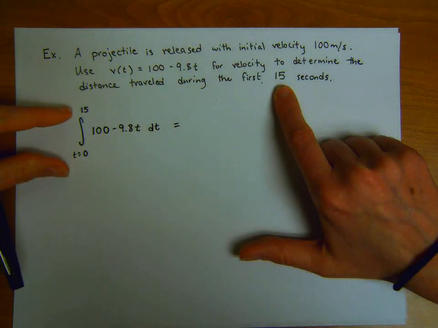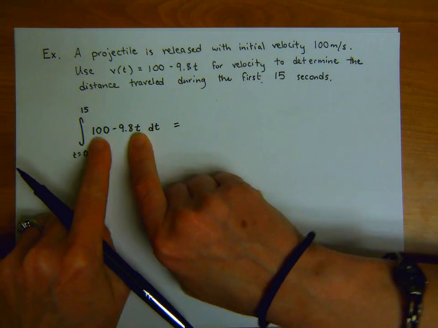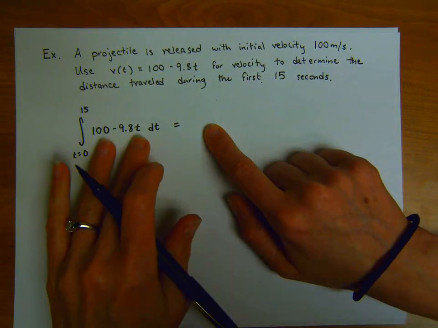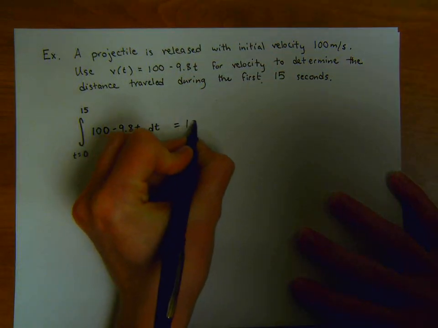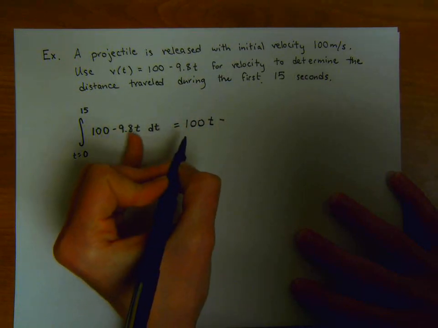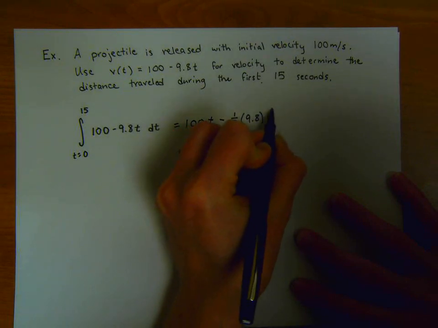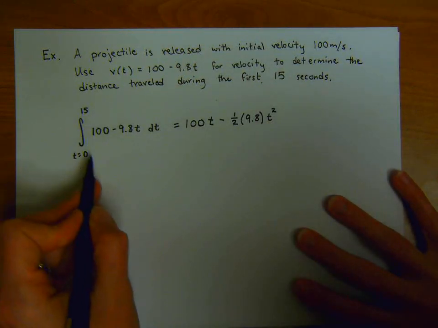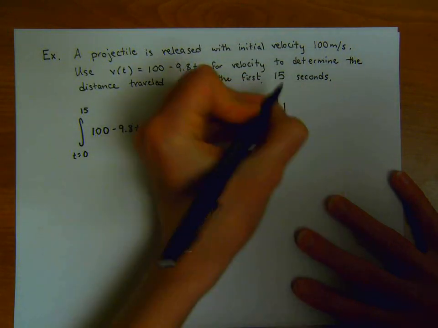So to find the total, this is a rate. Velocity is distance over time. Well, it's the absolute directional distance over time. And to find the total distance, I'm going to find the antiderivative of this velocity function, which in this case is going to be 100t minus 1/2 of 9.8 t squared plus c, but I don't have to worry about that because I'm evaluating it as a net change as t goes from 0 to 15.